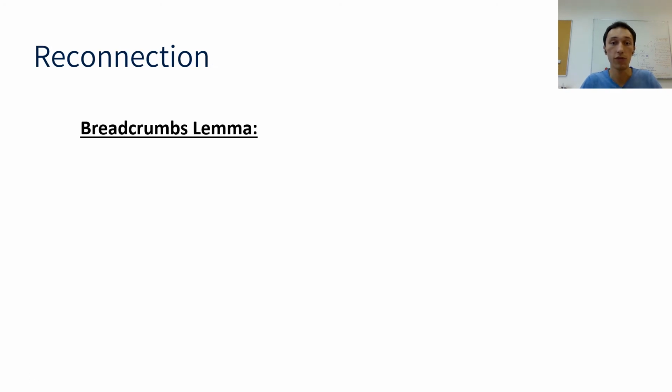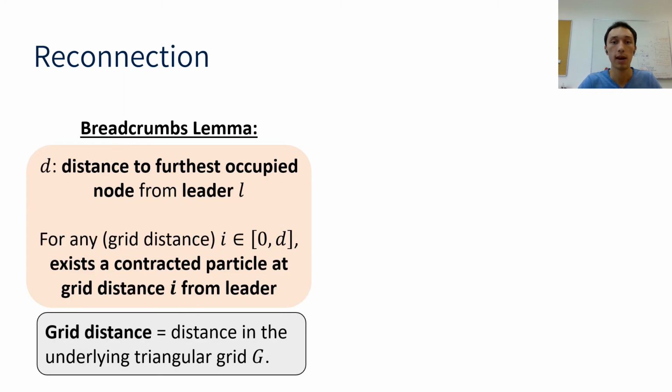Unfortunately, the trade-off for algorithm DLE's efficient runtime is that the particle system may become disconnected. However, the terminal configurations of this disconnecting leader election algorithm are somewhat good configurations, and this is captured by the breadcrumbs lemma. Let D be the distance from the leader to the furthest occupied node when the algorithm terminates. Then, the lemma states that for any distance i, there exists a contracted particle at grid distance i from the leader. Clearly, this lemma makes it possible for the leader to reconnect the whole particle system.